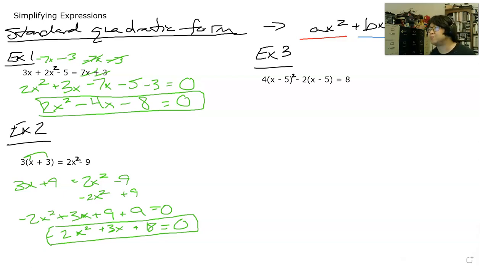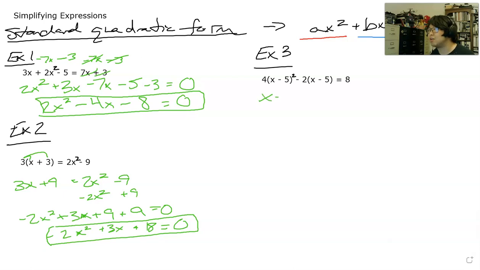Okay, so first things first. I can't actually distribute this 4 yet because I don't know what all is in this x minus 5 squared bit. Okay, the problem: 4 times (x minus 5) quantity squared minus 2 times (x minus 5) quantity equals 8. So let's go ahead and do the foiling first. You have to do the foiling first because you cannot distribute like this and then try to square it. You will get some weird, not quite correct answer.